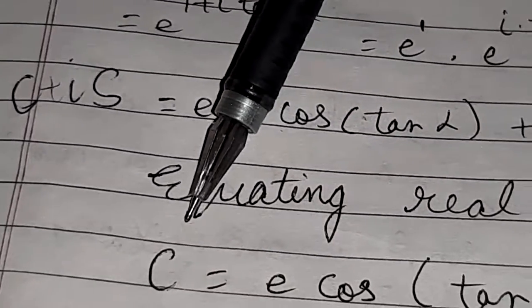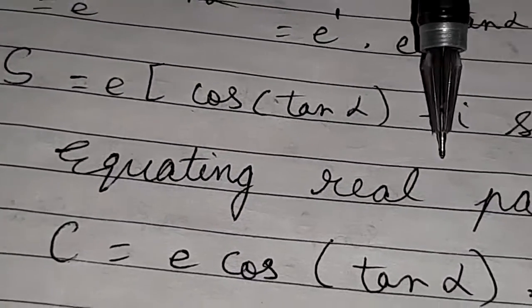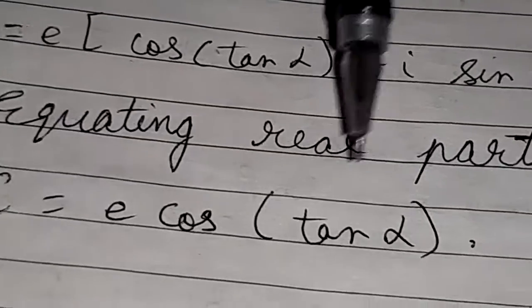Now we want the cosine series. As in the statement we have the cosine series, equating real parts, which is independent of iota, here it is C and here it is e raised to power 1 into cos of tan alpha.